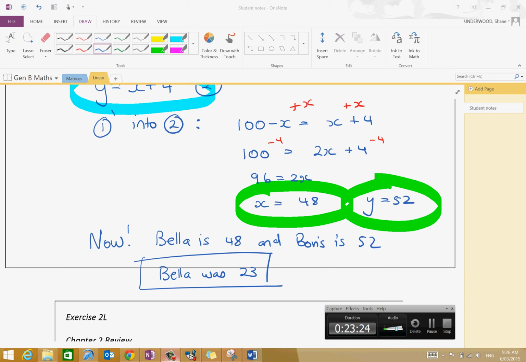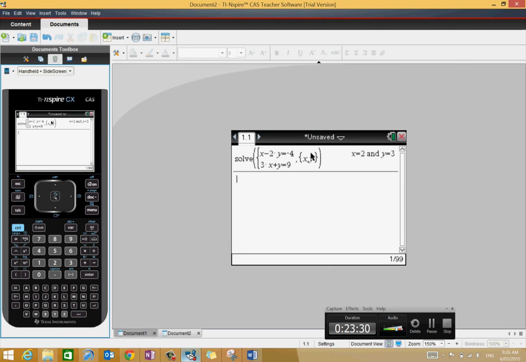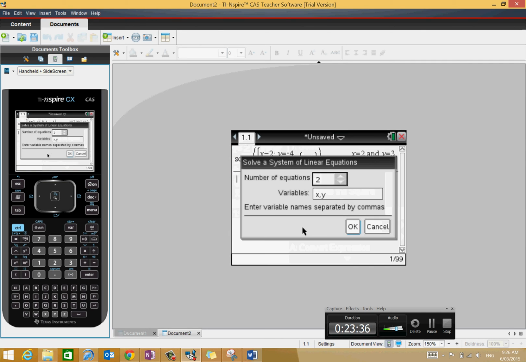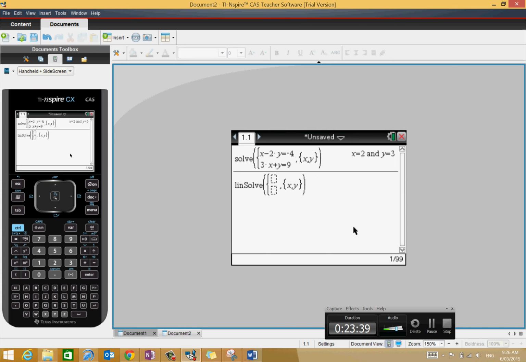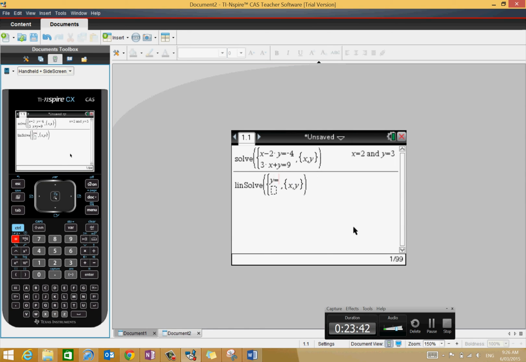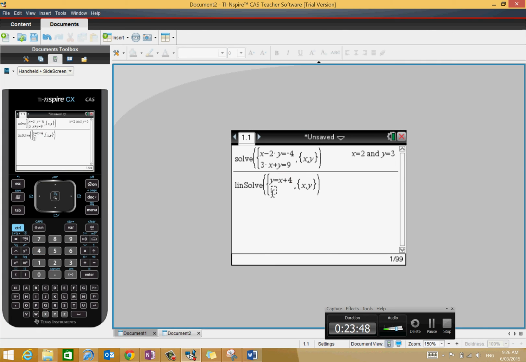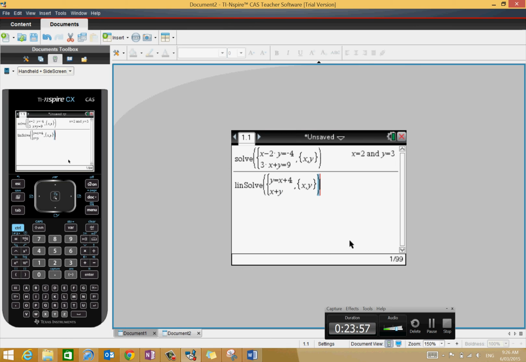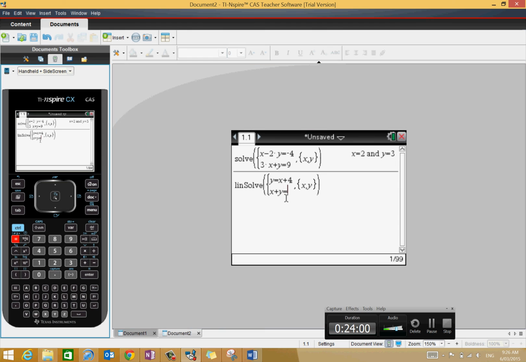I've just been through all the theory of that. I could have done that with a calculator if you like. If I wanted to do it via calculator, I would go to Menu, Algebra, Solve System of Equations, Solve System of Linear Equations, and I can say y is equal to x plus 4, and then what else did we have? We had x plus y is equal to 100, and look what you get. Oh, we need an equal sign. And there you go. x is equal to 48. y is equal to 52.